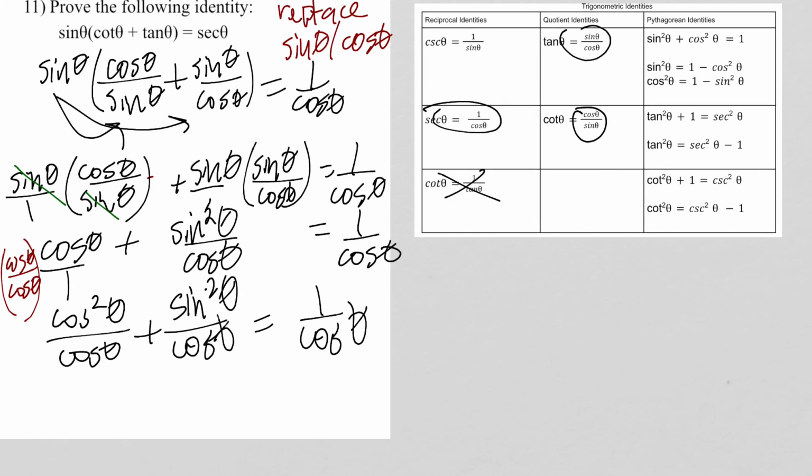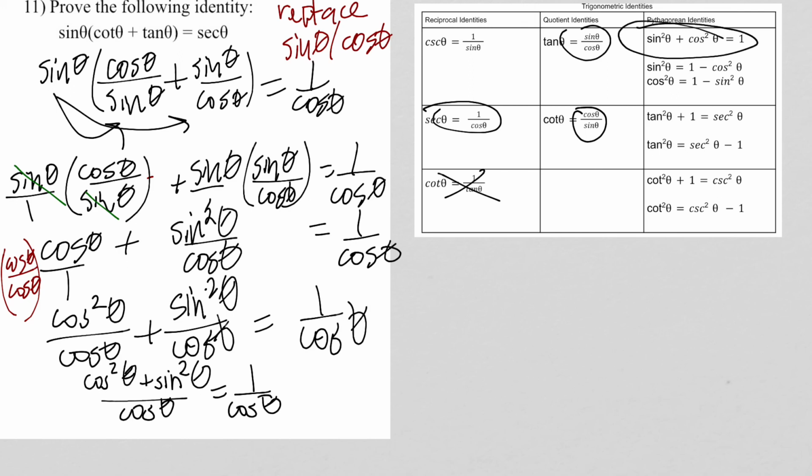Okay, so now I am adding them together. I got cosine squared theta plus sine squared theta over cosine theta, because that's the denominator, to equal 1 over cosine. Well, the bottom's the same. Does the top the same? So let's look at the identities. What's cosine squared plus sine squared? If you notice here, it is equal to 1. So this is definitely correct. We just proved the identity by making both sides equal.